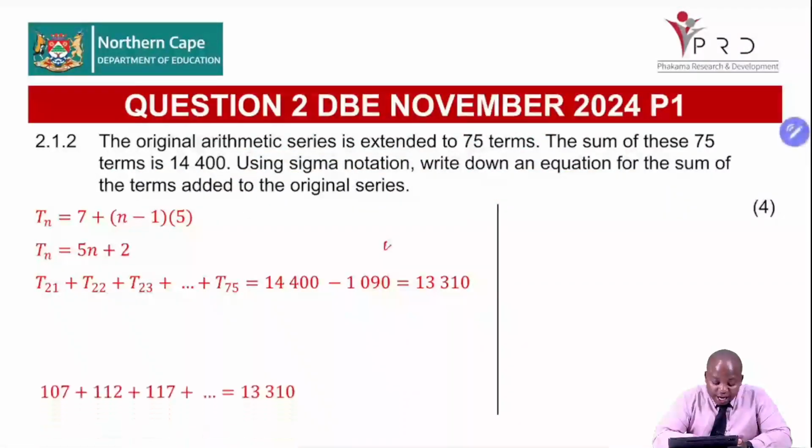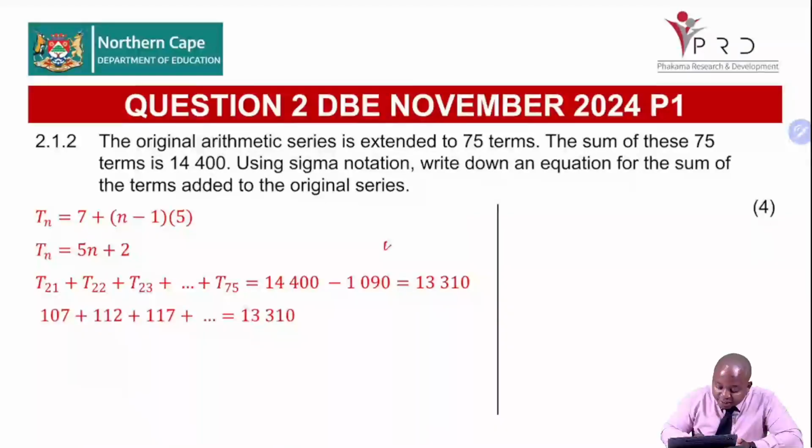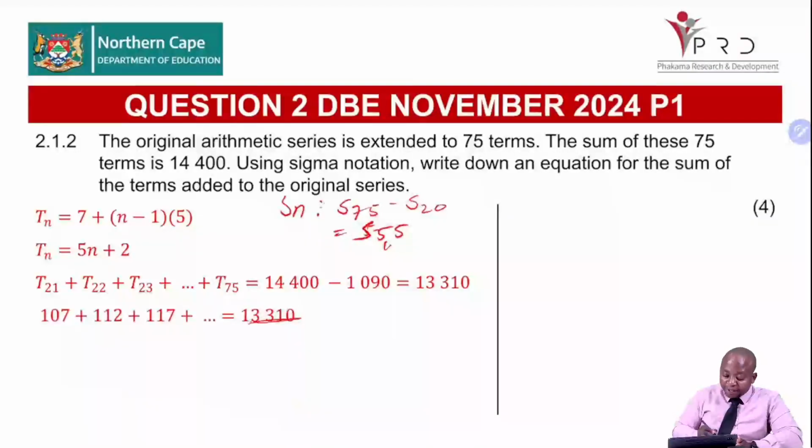Right, then I get my sum to be 13,310. Now I need to know this 13,310. Remember, this is Sn of what? It's S75 subtracting S20, which is actually S55 in this case. So we're working around the sum to 55 terms. I can now check, from my T20 until my T75, I'm looking for the actual terms now.